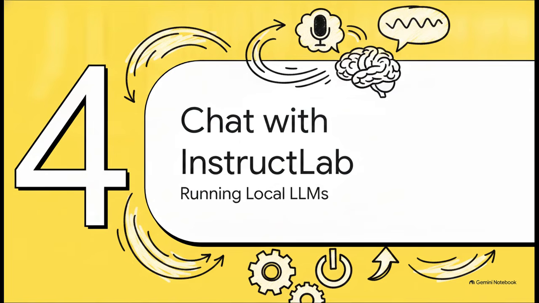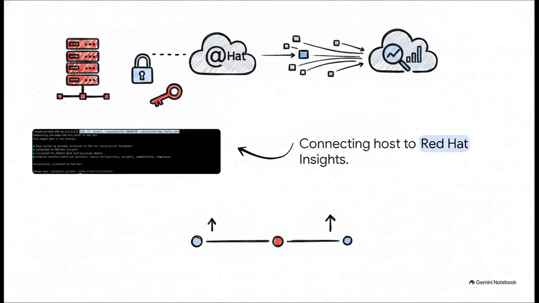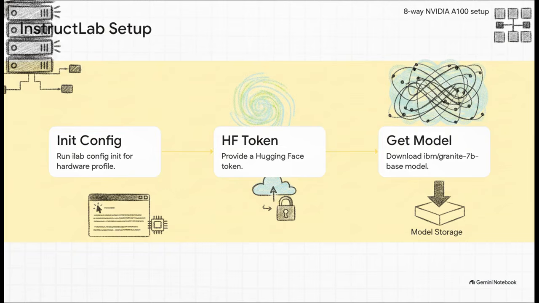All right, Section 4, chatting with InstructLab and running local large language models. Before we can actually start chatting, we do have a tiny bit of housekeeping. The very first time you initialize the ilab command line tool on the host, you have to authenticate the machine. You just connect the host using your Red Hat organization ID and an activation key, which syncs it up with Red Hat Insights.